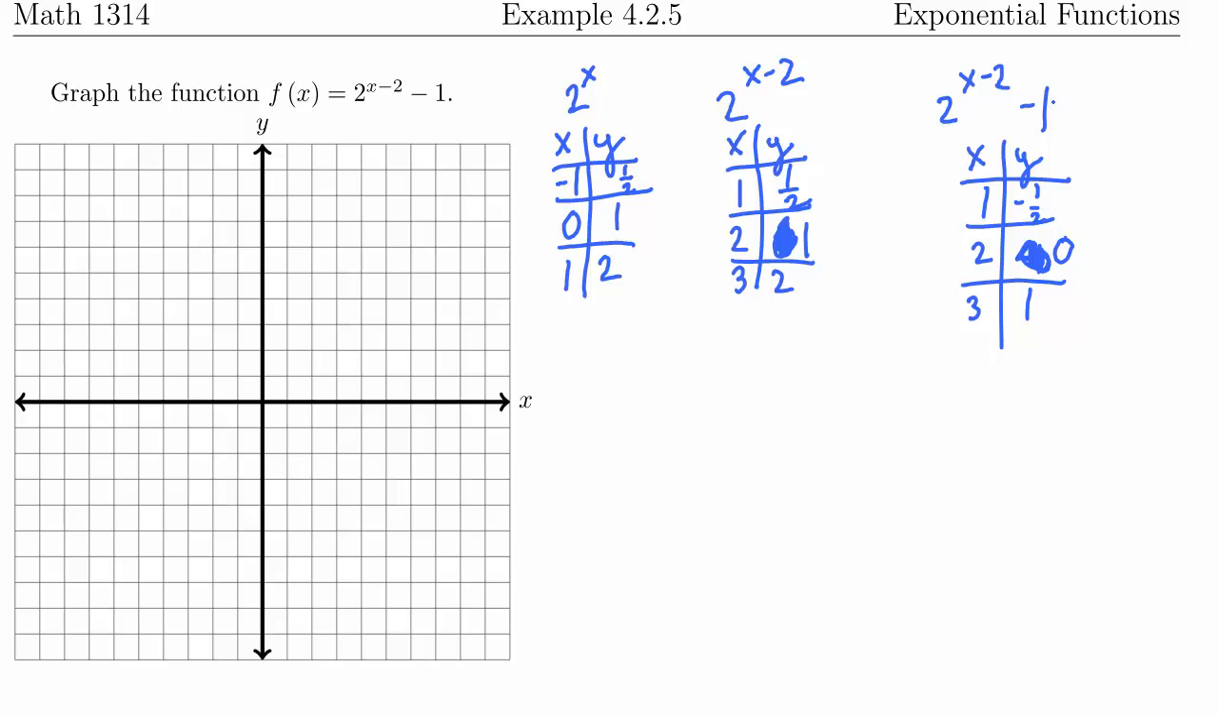Now, because there's a -1 out here, it does have a horizontal asymptote, and the horizontal asymptote in this case is y equals -1. So, draw your horizontal line here at y equals -1. Then plot these 3 key points. Right 1, down 1/2. 2, 0, and 3, 1.